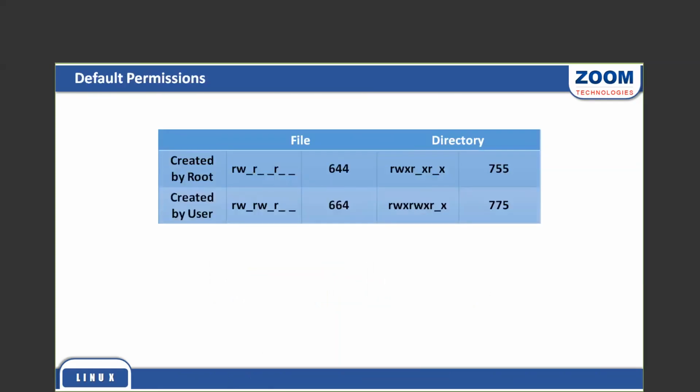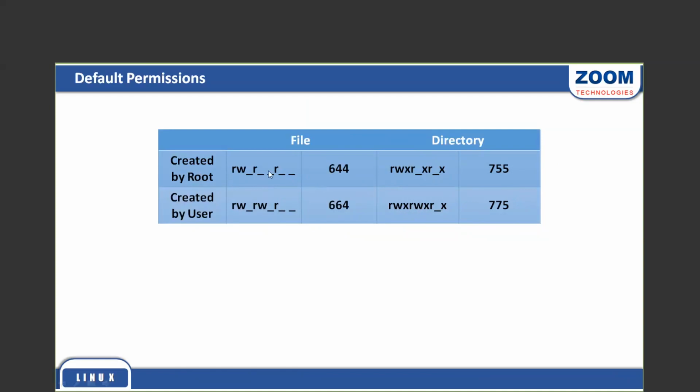So here, this is the most important table in permission. When root creates a file, this is the default permission for a file. When root creates a directory, this is the default permission. When any user other than root creates a file, this will be the permission. And when a directory is created by another user, this is the default permission.